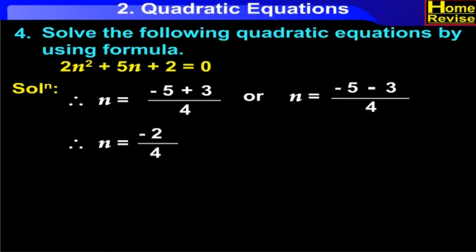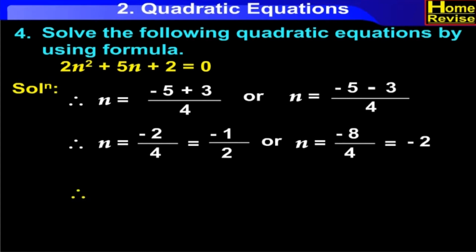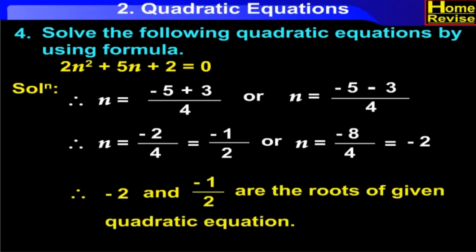Therefore, n = -2/4, which is equal to -1/2, or n = -8/4, which is equal to -2. Thus, -2 and -1/2 are the roots of the given quadratic equation.